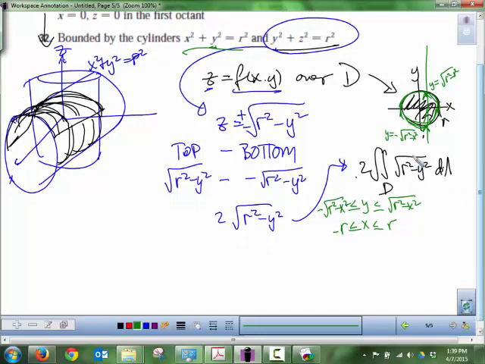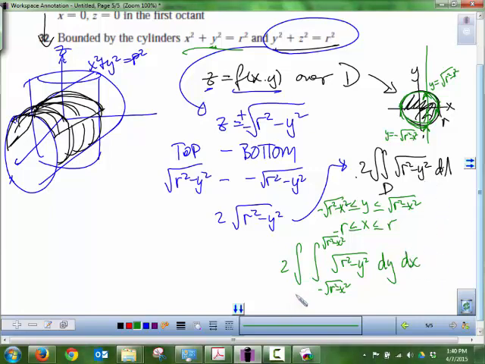So now that we have that, we can rewrite our integral. We got a 2 sitting out there. We have in the integrand the square root of r squared minus y squared, and we decided we're going to integrate with respect to y first. dy, y goes from a negative square root of r squared minus x squared to a positive square root of r squared minus x squared. And then our x is going to be from negative r to r.